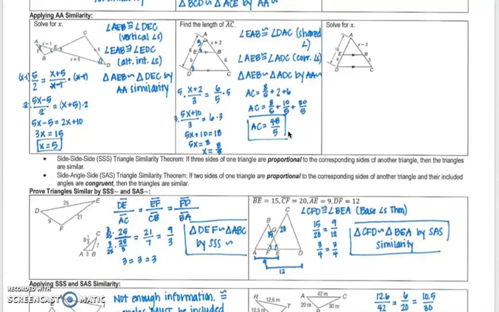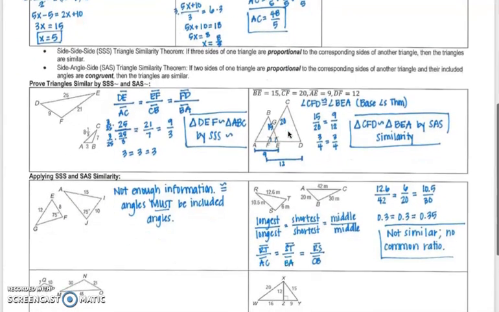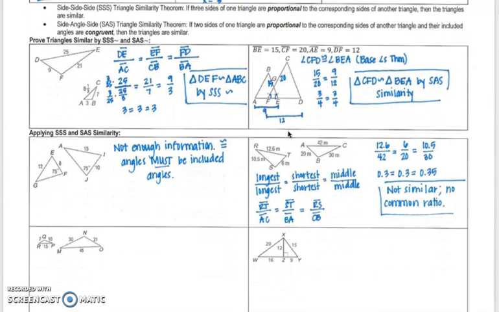Again, please leave things as improper fractions. Do not turn them into mixed numbers, and do not turn them into decimals. Okay, so that's angle, angle. Then we get to our similarity postulates and theorems that use sides. So we have two of them, side, side, side triangle similarity and side, angle, side triangle similarity.